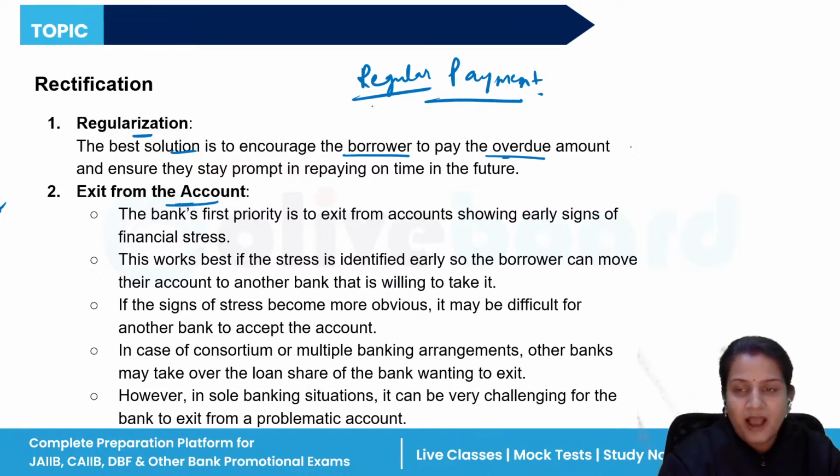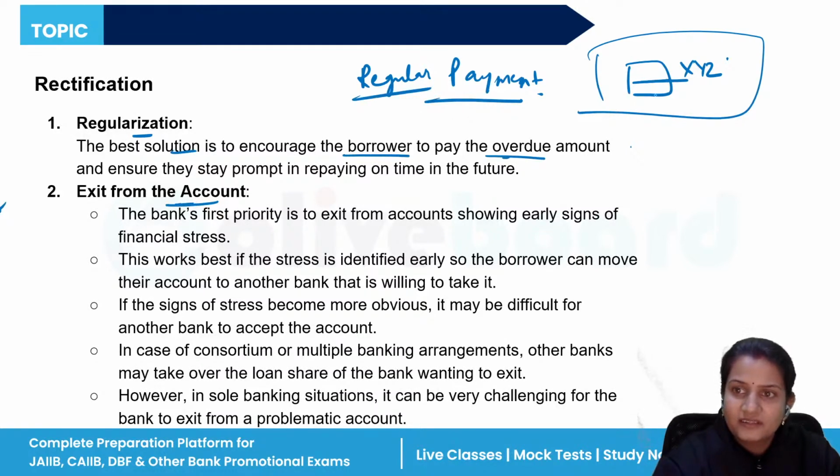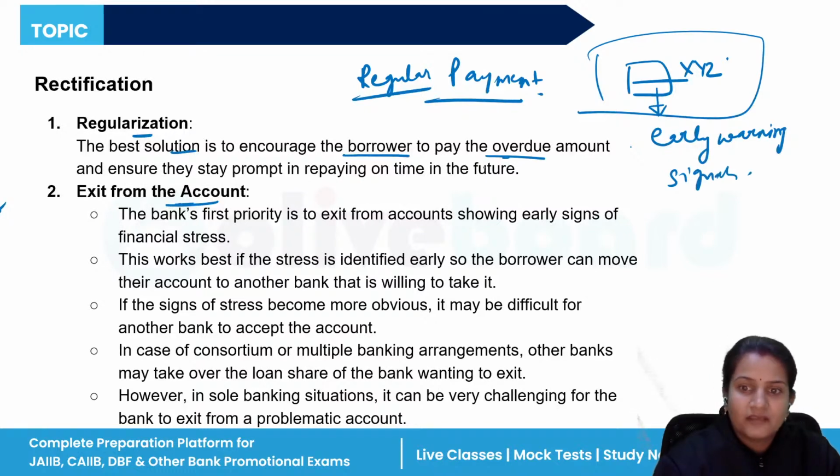Now, next is exit from the account. If the bank sees that this account holder, like xyz person, is showing early warning signs, I'm seeing that this person's early signs are not very good, that in future this particular account holder will make default, then what I will do, I will take the initial steps right now.